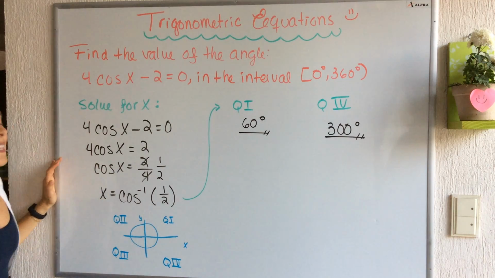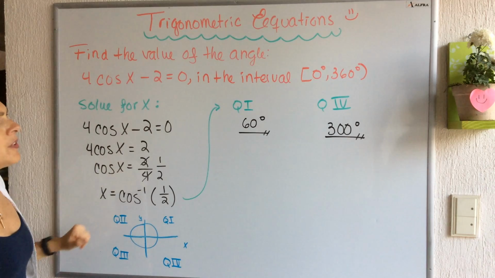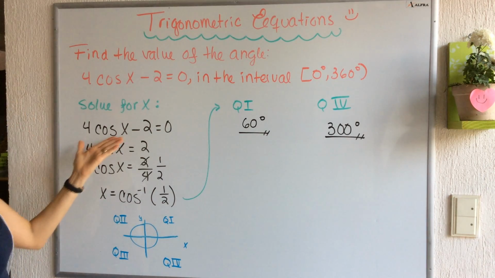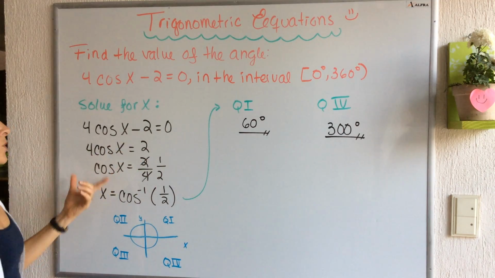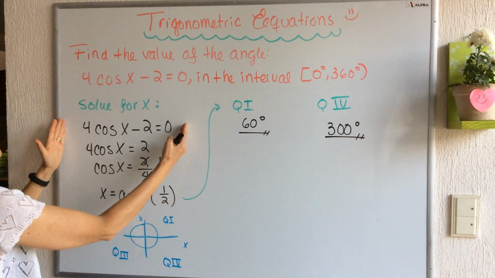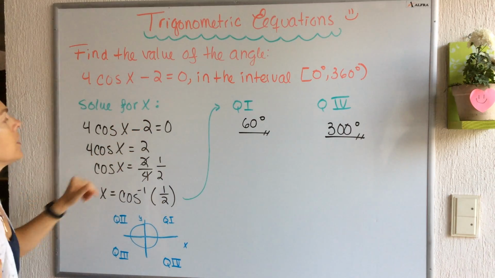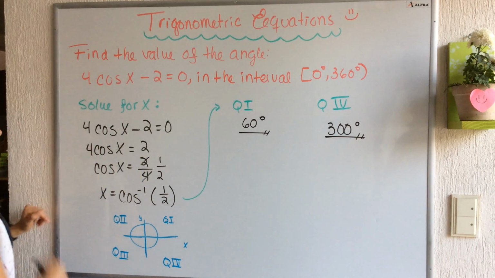And now, in this case, as the name of the angle, remember, is x, we are going to solve for x, okay? So we have 4 cosine of x minus 2 equals 0. And then, remember, we start solving for x, and we are going to add 2 to both sides of the equality in order to cancel this negative 2. So we get 4 cosine of x equals 2.